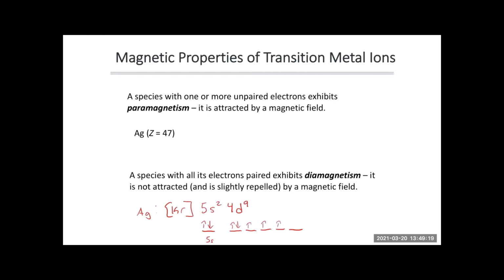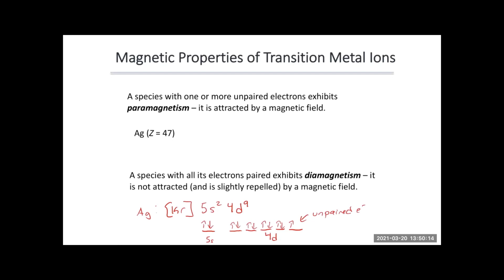So then when we're filling up those orbitals, we can see that there happens to be one unpaired electron. So this would be silver's configuration if it's a normal element. But remember, a lot of our transition metals are exceptions.